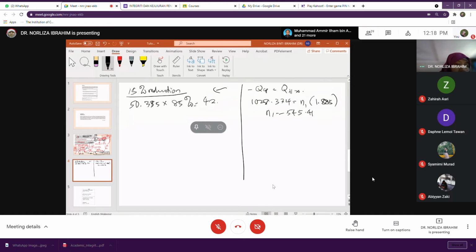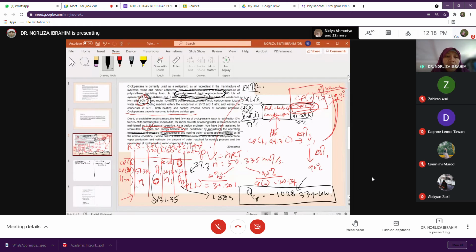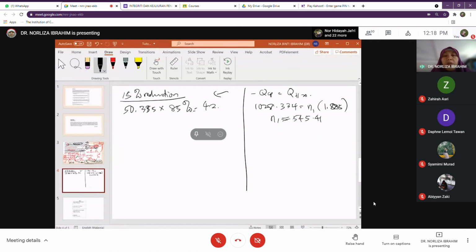All right, so now the flow rate of water is 545.41. Now the question asks you to find the amount of water required for the cooling process. If you do the reduction, there will be a reduction of the water flow rate. Initially it is 545.41 mole per second. After the reduction, for sure that value will reduce, so you are required to calculate the value.